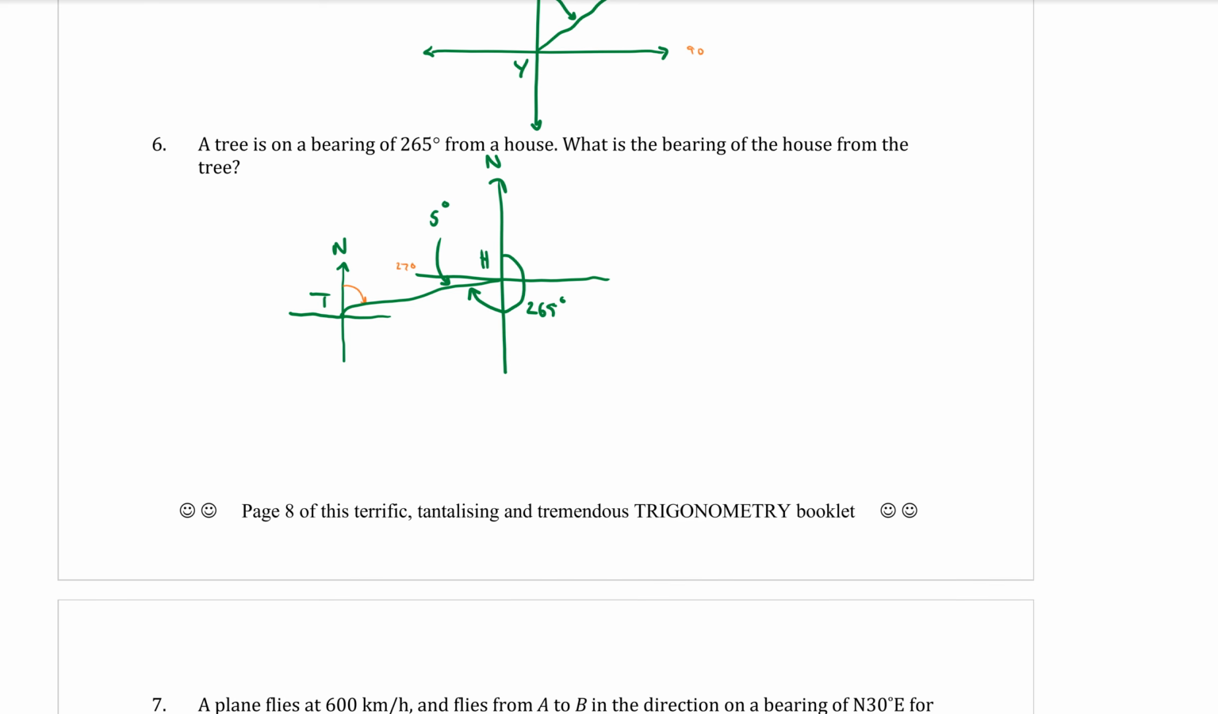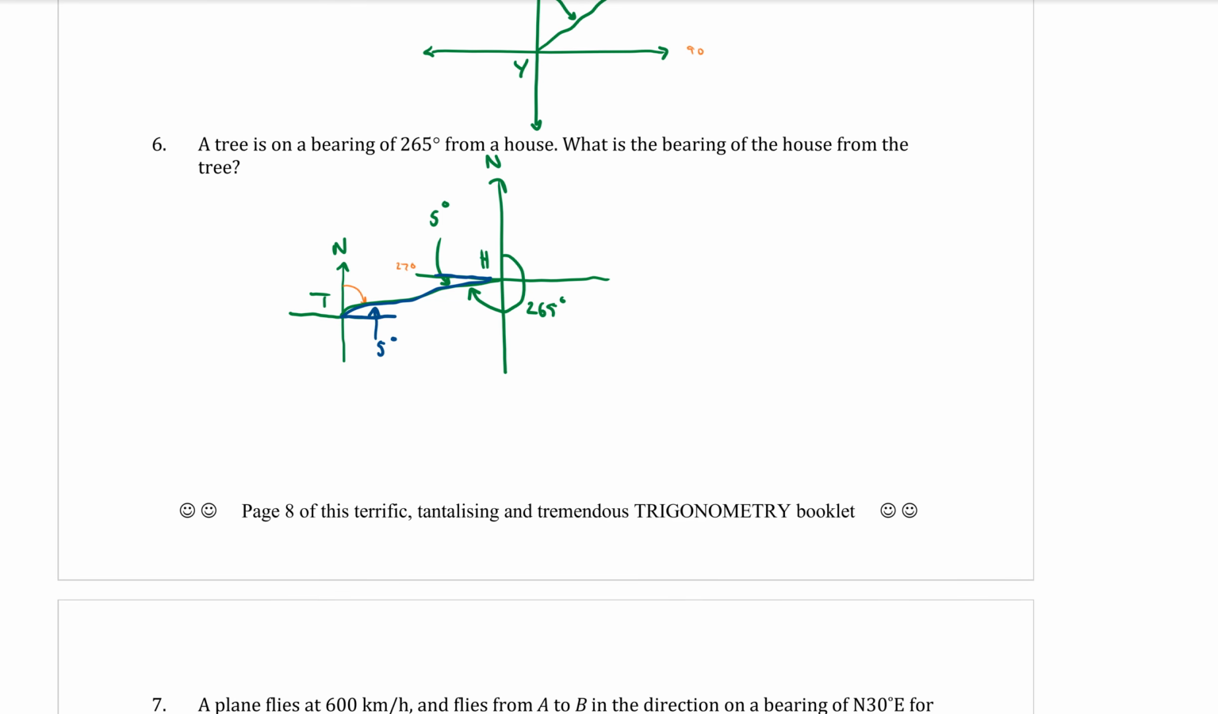All compasses create parallel lines, okay? The north-south line on both those compasses would be parallel, and the east-west lines are horizontal. They're going to be parallel, okay? So I could draw some alternate angles on here. There is a Z shape. So that little angle in there must also be 5 degrees because of alternate angles.